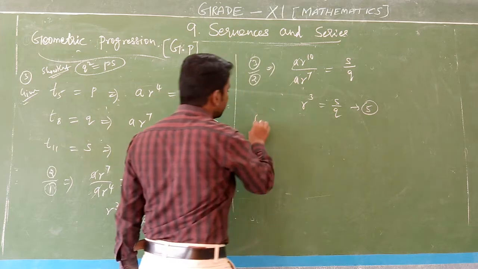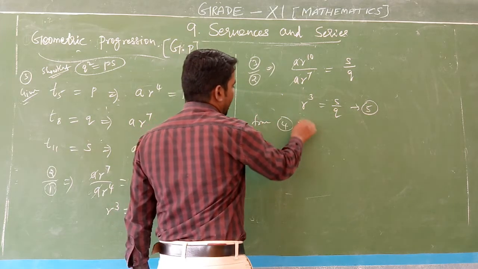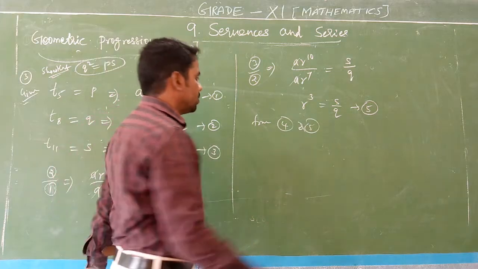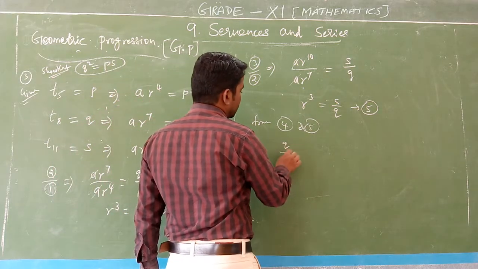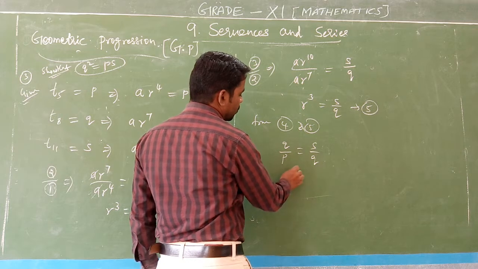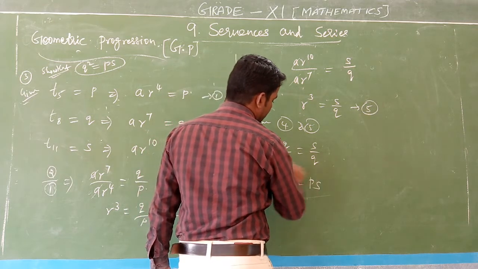From 4 and 5, the r cube values are the same. So Q by P is equal to S by Q, which implies Q squared is equal to PS. And shown.